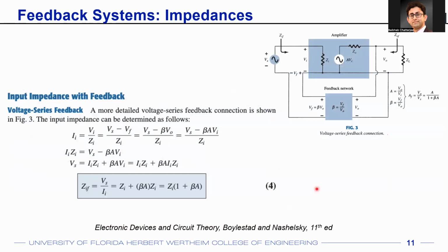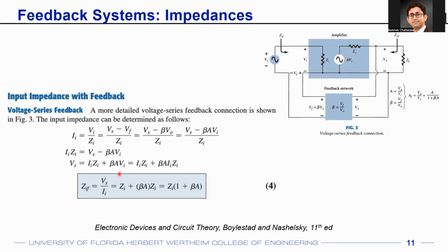So let's just take a look at one example for voltage series feedback, that what happens for the input impedance with feedback. So Z_if, where Z stands for impedance, I stands for input, and F is with feedback. So your Z_if is basically your Vs, the original voltage source that you provided at the input, divided by the current Ii, the input current that you see for the entire system with the feedback in place.